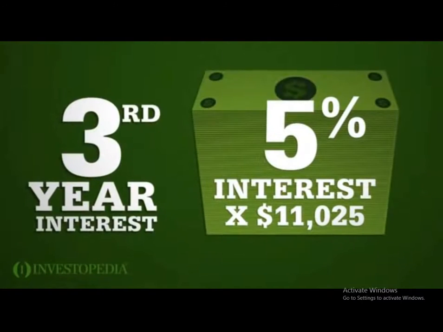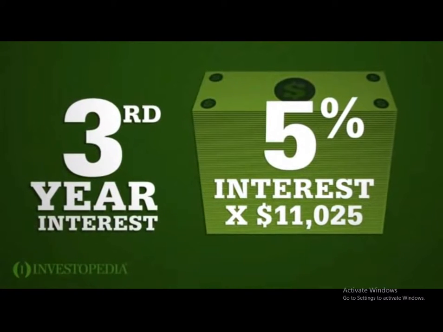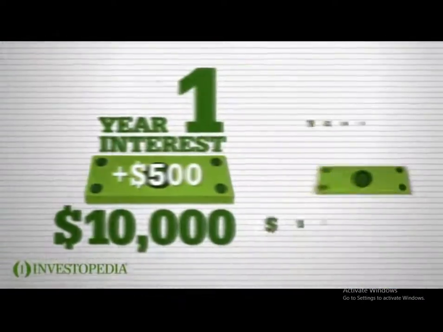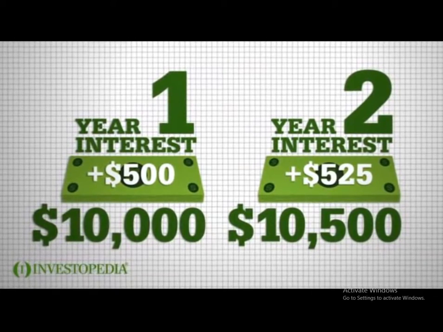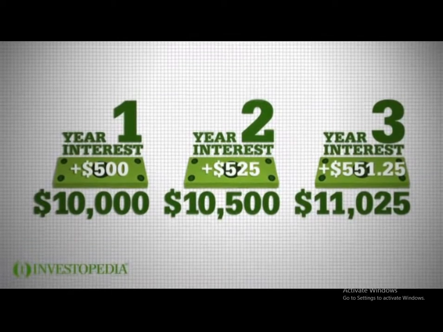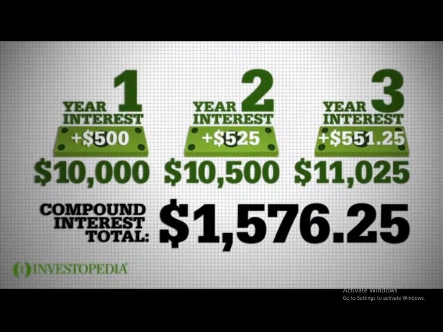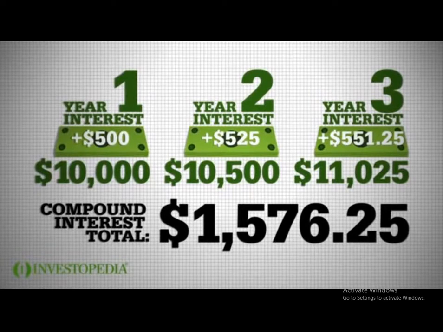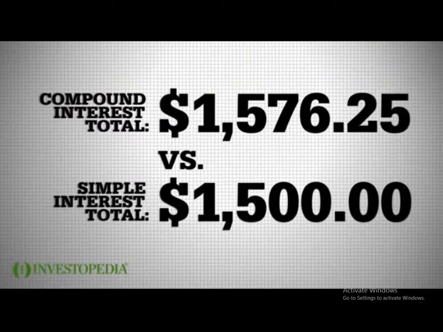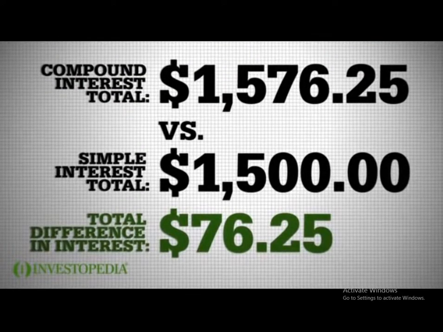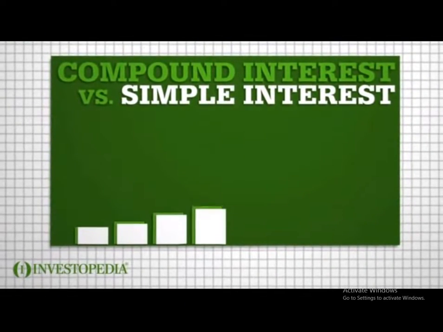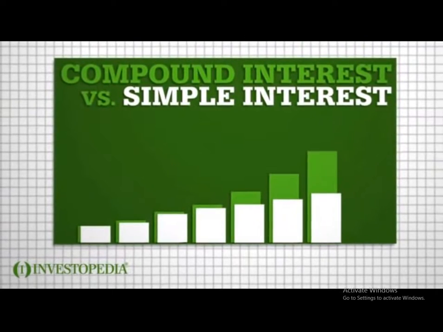In the second year, you make a little bit more. You earn 5% interest on $11,025. $10,000 plus 500 year one interest plus 525 year two interest, or an interest payment of $551.25. In total, you earn $1,576.25 in interest over 3 years with compounding interest versus $1,500 with simple interest, a difference of $76.25. The effect of compounding becomes especially powerful over longer time periods as the amount of earned interest becomes larger and larger.